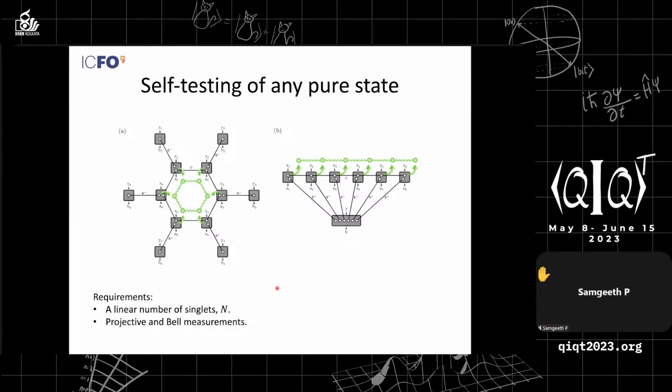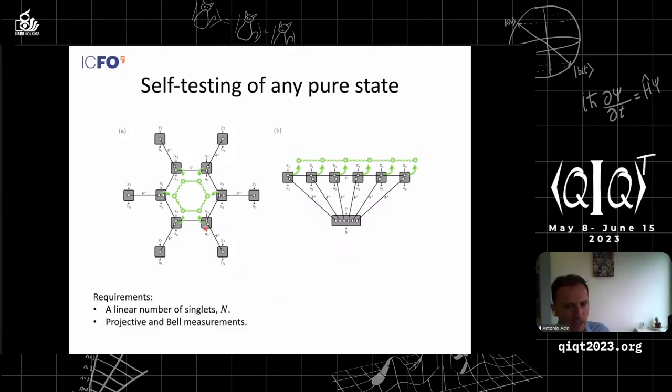I think I've come across this paper before, so I had one doubt. Does the number of entangled states used in this procedure depend on the dimension or the number of subsystems in the main state? Sure, yes. If you have to test a state of 5 qubits, you need 5 extra singlets.